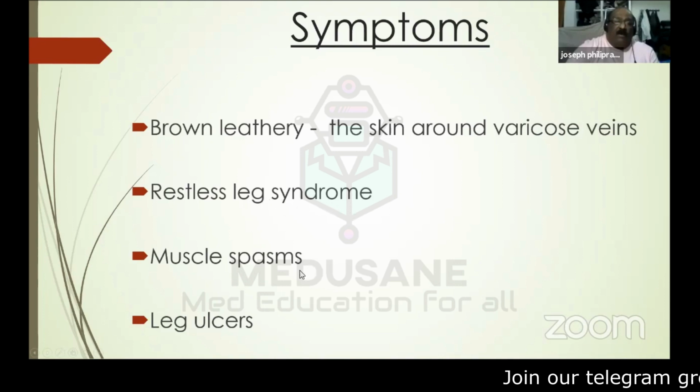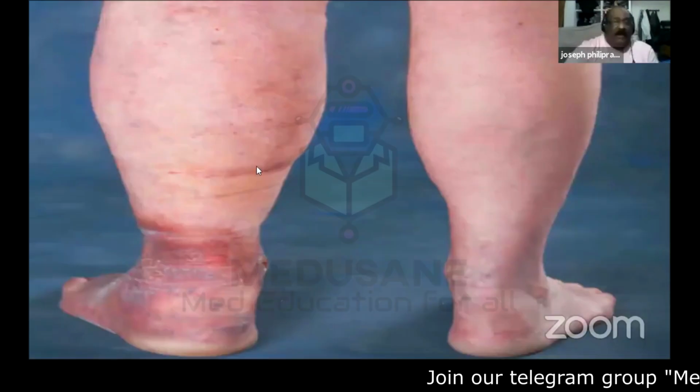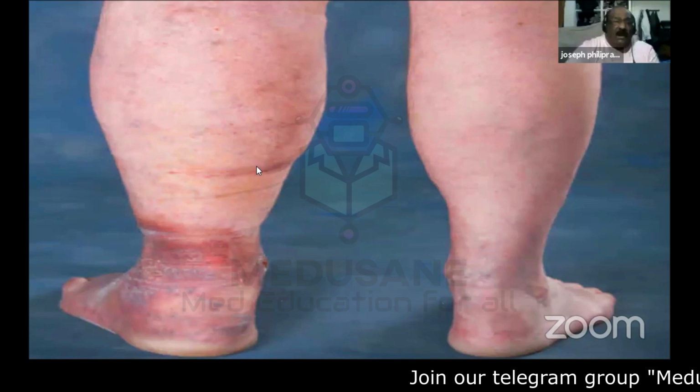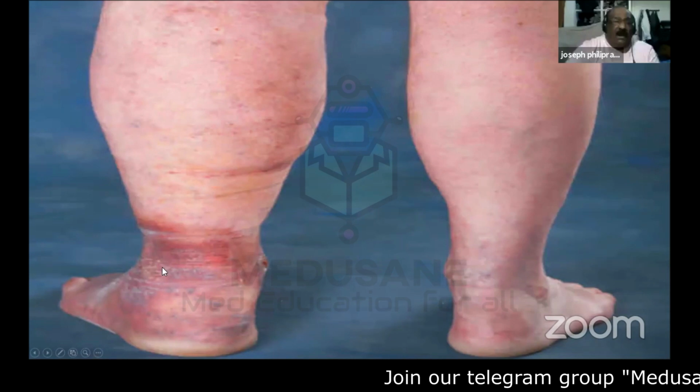Muscle spasm, and the last complication is the ulceration, which becomes chronic. That means the ulcer has been there for more than 6 months, and this ulcer is known as a chronic venous ulcer. Now look at the skin. See, there is eczema, erythema, brown pigmentation, itching, and ulceration. So this is the manifestation of varicose veins.